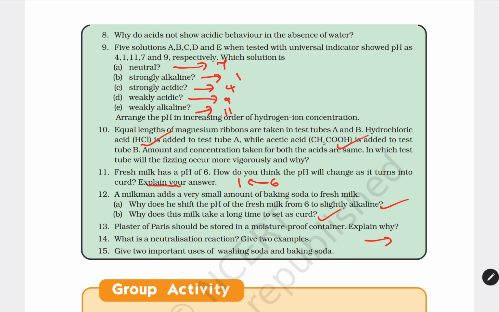What is a neutralization reaction? Give two examples. So neutralization is when an acid reacts with a base to form salt and water. You can say HCl plus NaOH gives rise to NaCl plus H2O. So this is a neutralization reaction. You can say H2SO4 plus Ca(OH)2 gives CaSO4 plus 2H2O. So these two equations you can give as examples of neutralization reactions.